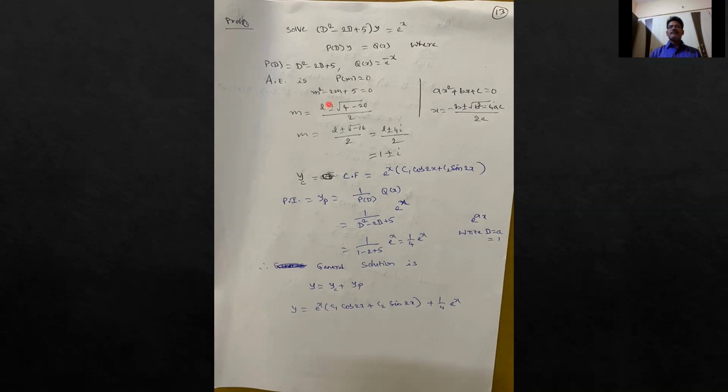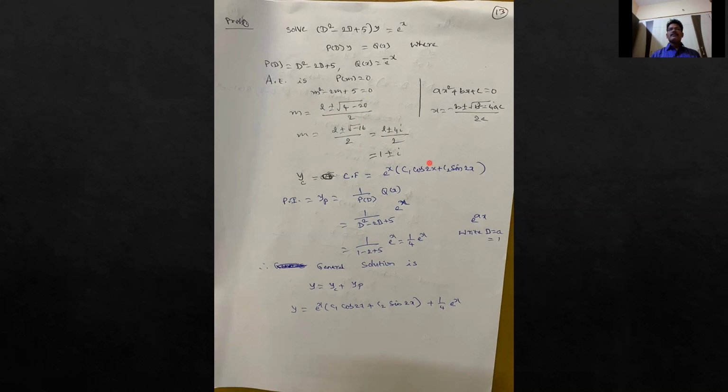So what is m? Minus b, already b means minus 2, so minus of minus 2 is plus 2, plus or minus root of b square. Minus 2 whole square is 4, minus 4ac is 4 into 1 into 5, that is 20. So 2 plus or minus root of 4 minus 20 by 2. That is 2 plus or minus root of minus 16. Root of minus 16 means 16 i square, that is 4i. We know that i square equals minus 1. So 2 will be cancelled, 1 plus or minus 2i. So these are the complex roots.